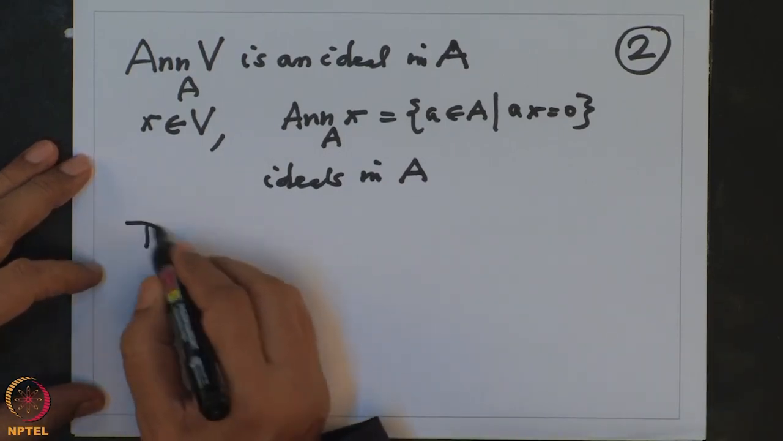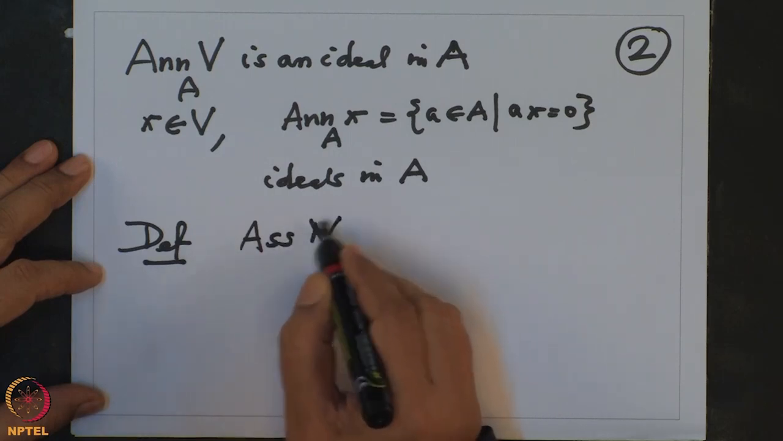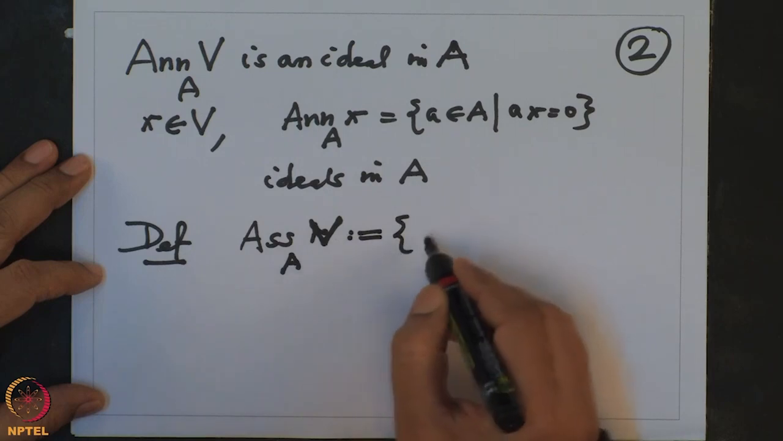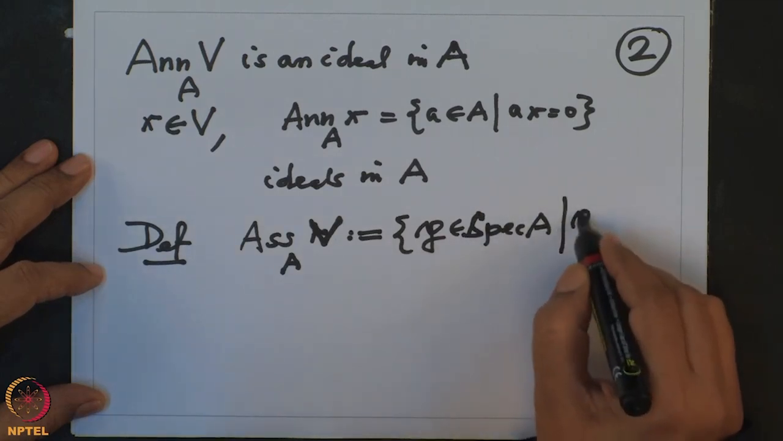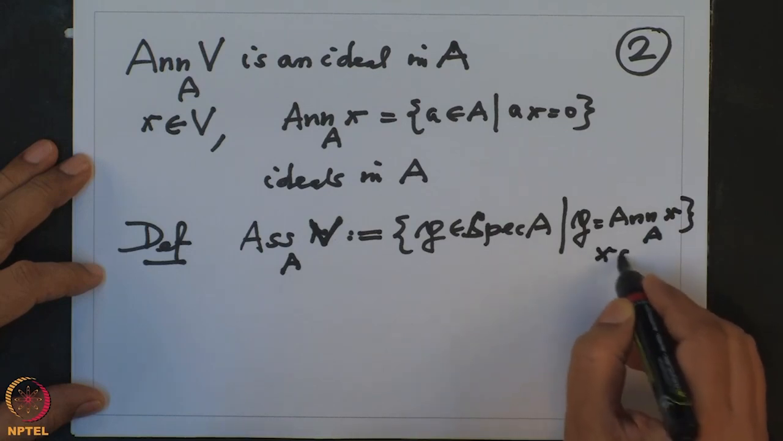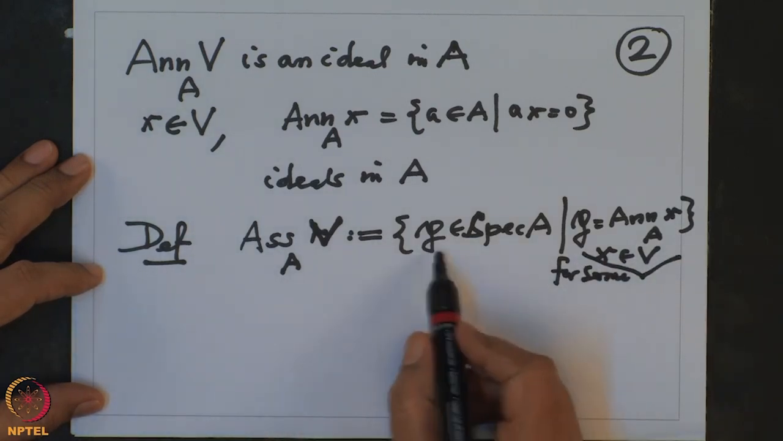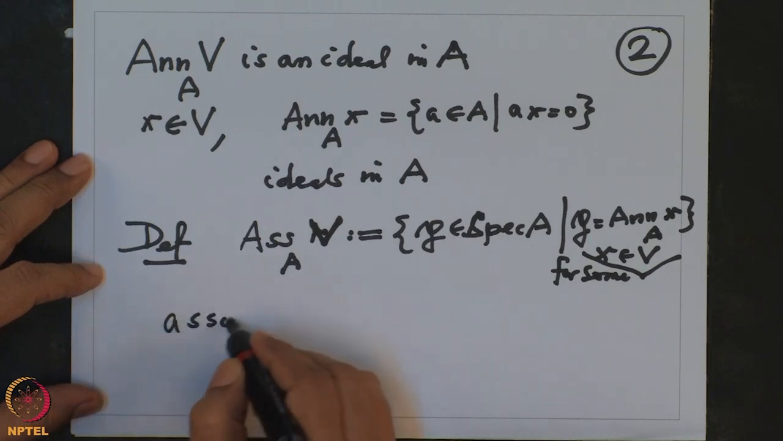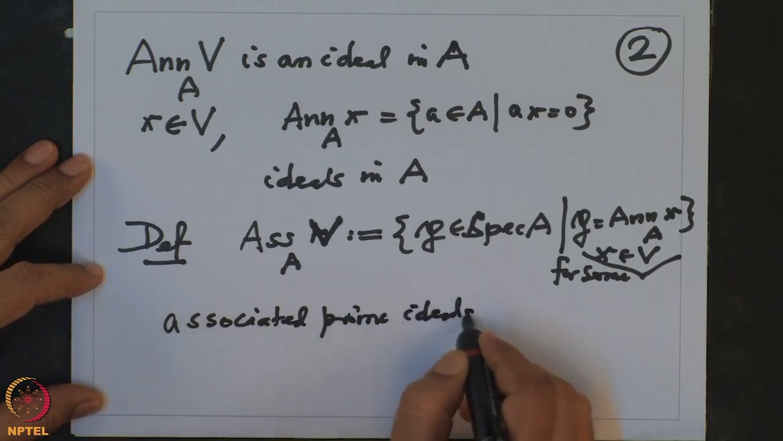So this is a definition. Associated prime ideals of V as an A module are precisely the prime ideals in A, that is, P is in Spec A, such that P is the annihilator of some element x in V. Then you call that prime ideal associated, and the set of all these prime ideals we call the associated prime ideals of V.